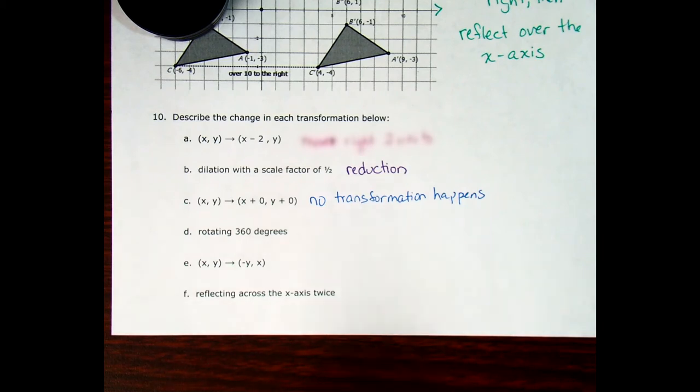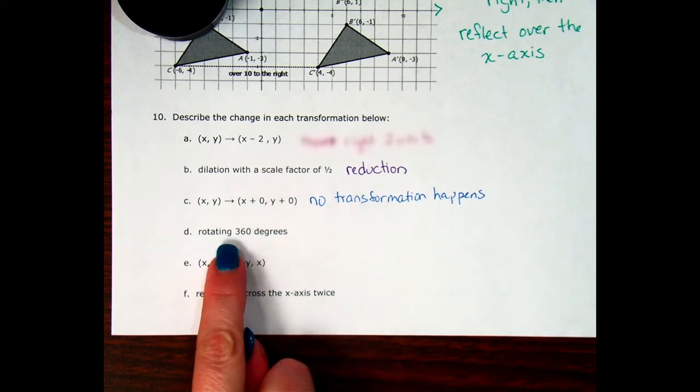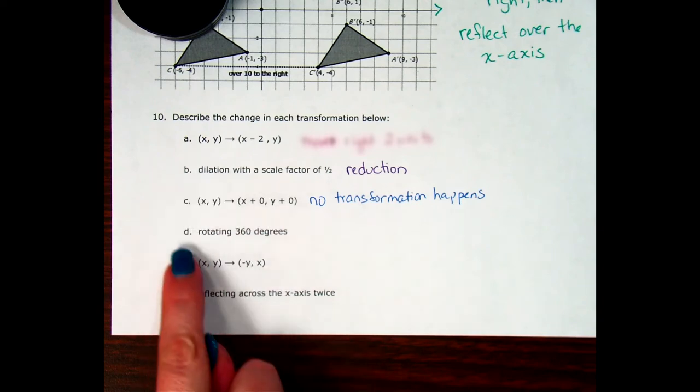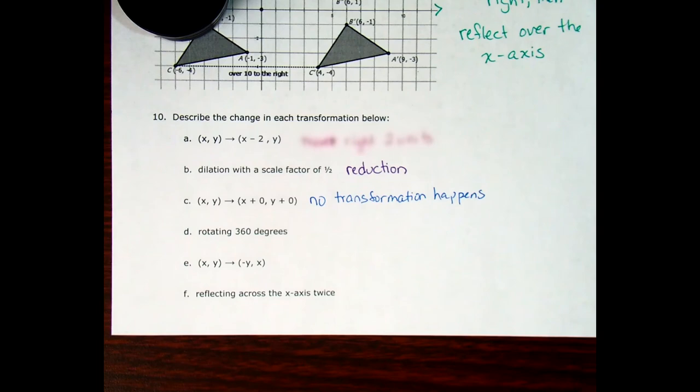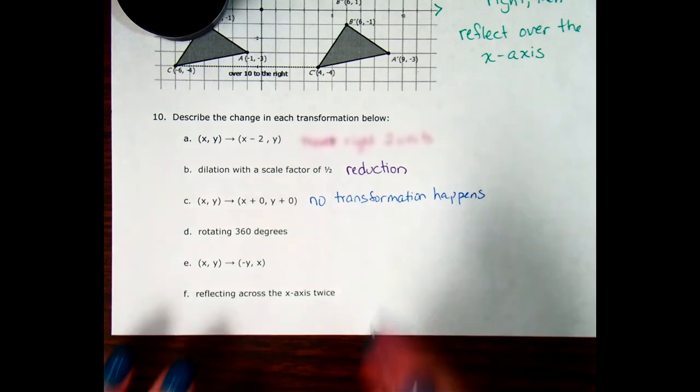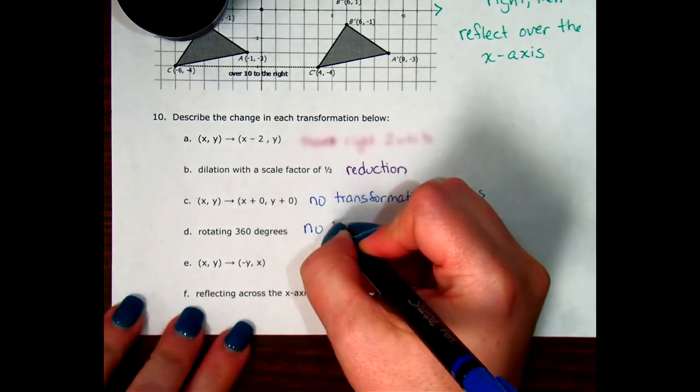Okay? When I look at D, rotating 360 degrees, well, that's also not going to give me a transformation because I'm going to end up right back where I started. So no transformation happens.